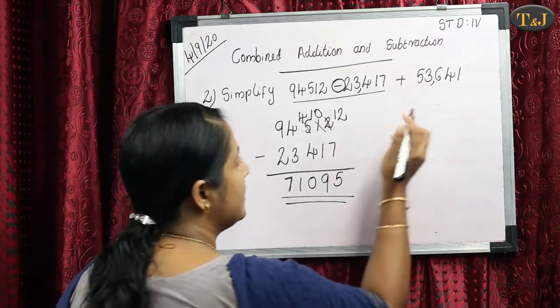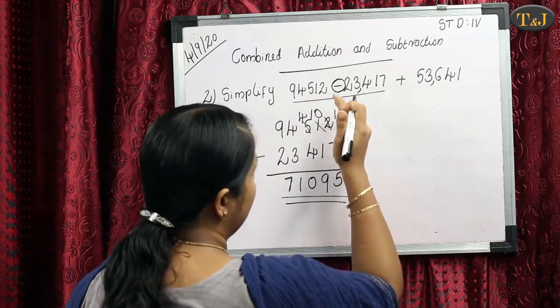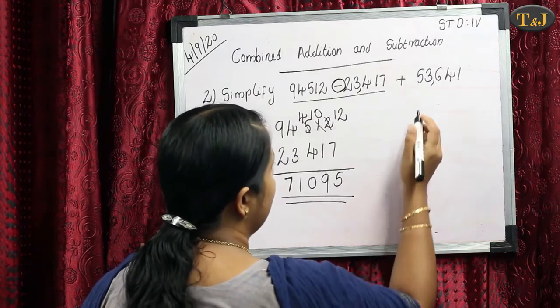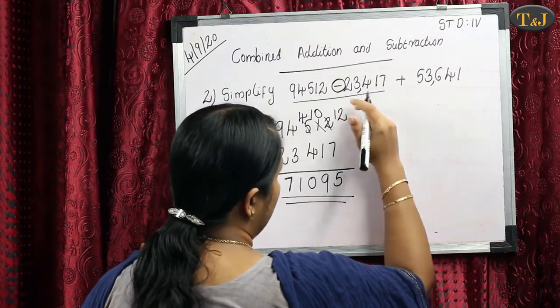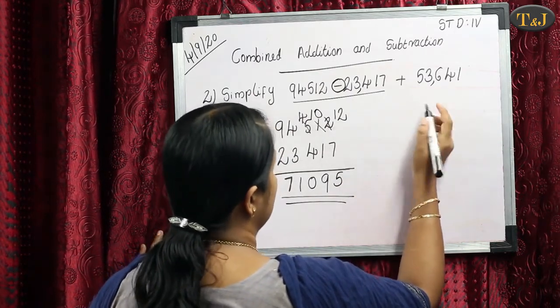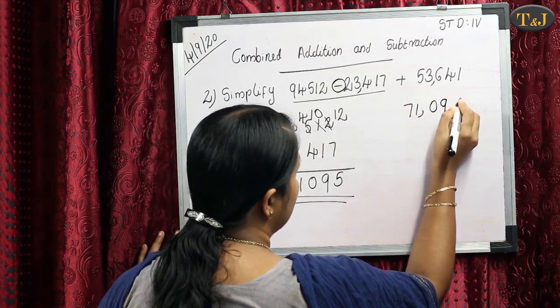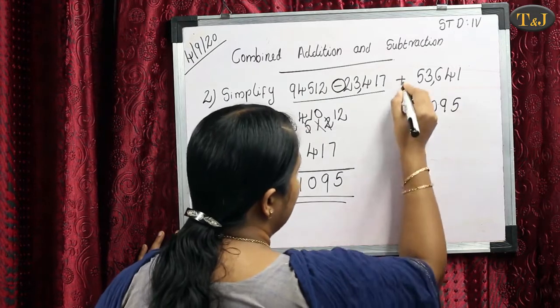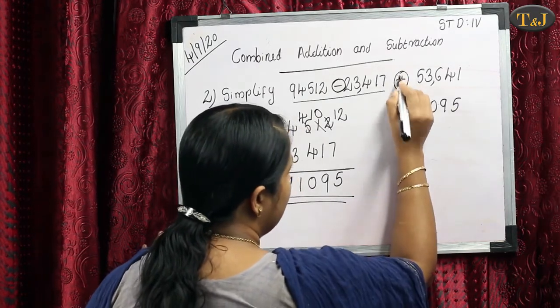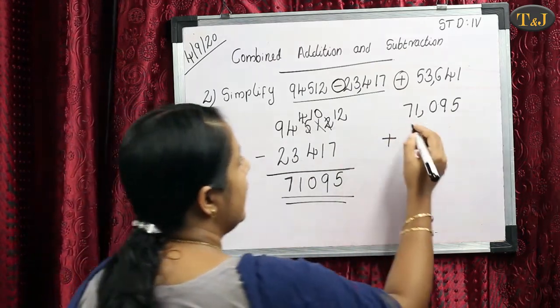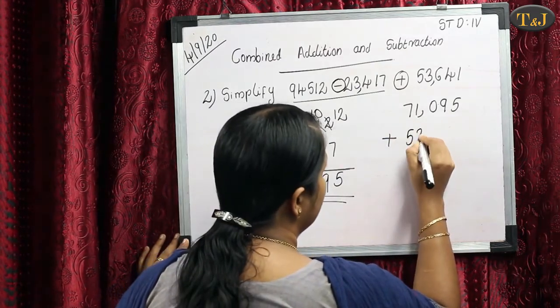So then next we write the step. We write the answer here. That means 94,512 minus 23,417. So our answer is 71,095. First we write that answer. Then which symbol? Here our symbol is plus. So we write the adding symbol. Then write that balance number.